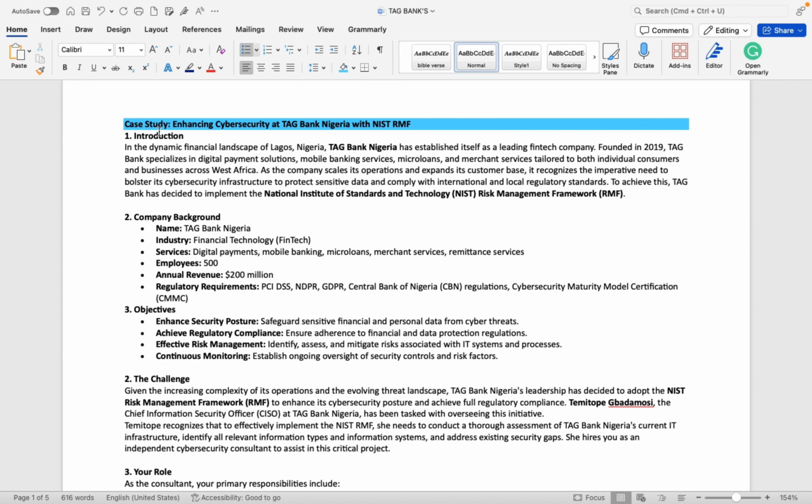So this is the case study we're exploring: a hypothetical bank in Lagos. The most important thing is, as the company scales its operations and expands its customer base, it recognizes the imperative need to bolster its cybersecurity infrastructure to protect sensitive data and comply with international and local regulatory standards. To achieve this, TAG Bank has decided to implement the National Institute of Standards and Technology NIST Risk Management Framework. This is the background and these are the objectives.